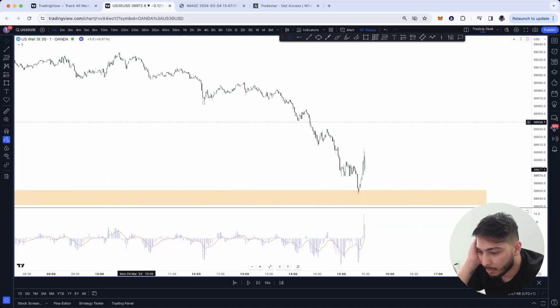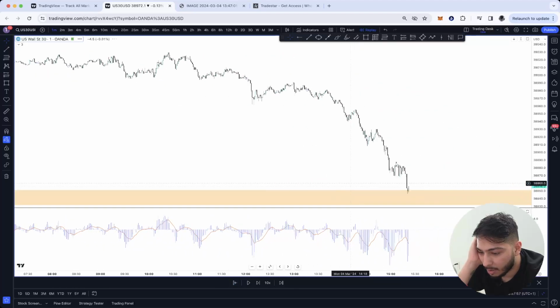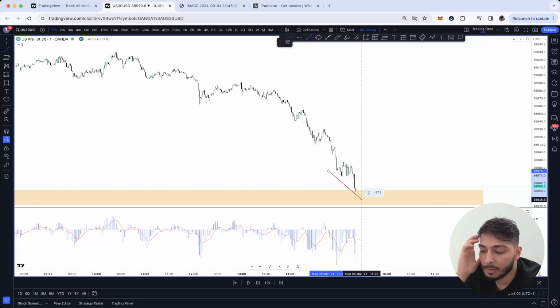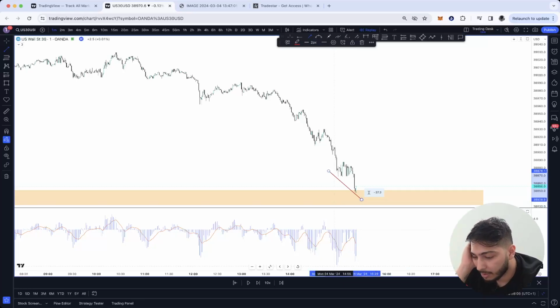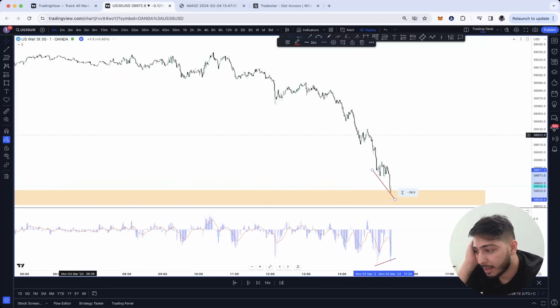The replay tool went a little bit faster than what I wanted. But as price started coming down into this range, what I noticed was, one, I had a little bit of a higher time frame. Even though it's only the 5 minute, it was a little bit of a higher time frame zone. And then I had a lower time frame divergence, right? Divergence is when the price action and the strength in the market are showing you two different things, opposites.